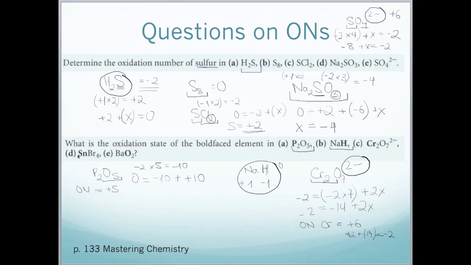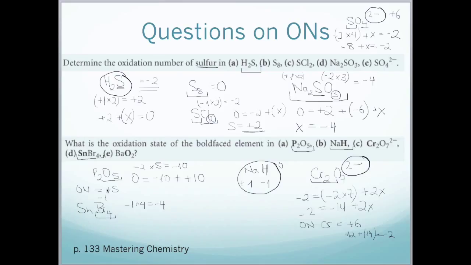Let's look at D, at this one here. So we get given SnBr4. Bromine, we know it's not bonded to any of the exceptional elements, and it has a -1 oxidation number. So it's -1 times 4, which gives us -4.